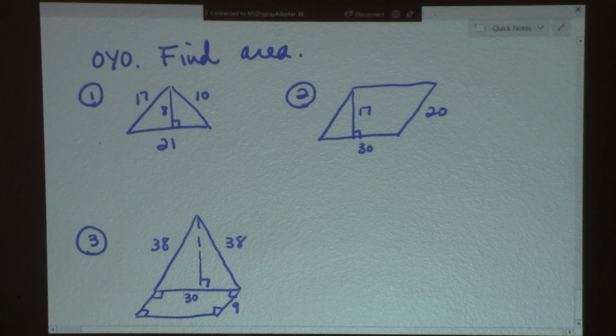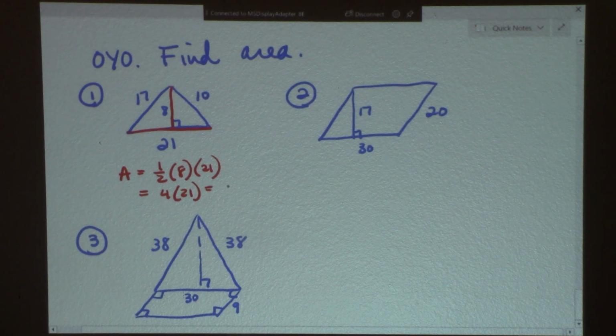Alrighty, so we're back having tried those. Let's go over the answers. The numbers I need here are 8 and 21. So the area is going to be 1/2 times 8 times 21, which is 4 times 21, which is 84. Number 2, you need base times height. So that area is 17 times 30, which is 510.